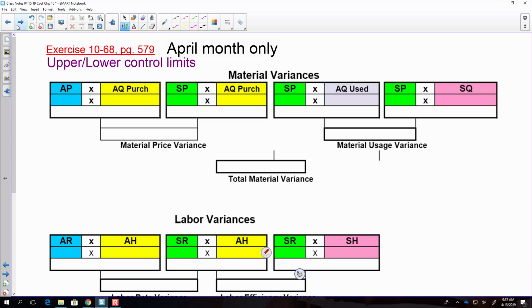Problem 68, if we can take a look at problem 68, there aren't a lot of problems with the upper and lower limit in it, so hopefully we should only need one here that overviews this concept. They actually have it April, May, June. We're only going to do the month of April. So we have to look at both materials and labor. So we'll use one of our templates if you wish to.